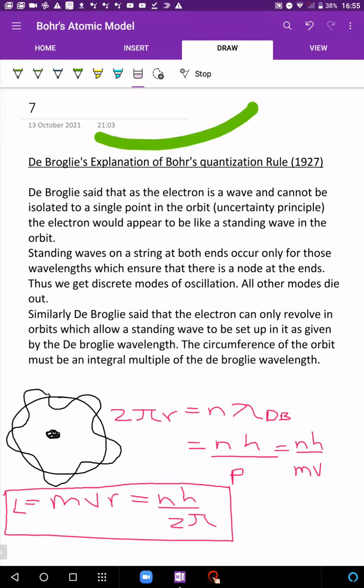Maybe once you guys learn quantum mechanics and embrace the wave nature of an electron more, maybe this will make more sense. But is there any other lingering doubt? Let me just check the chat. Anything anyone wants to add?